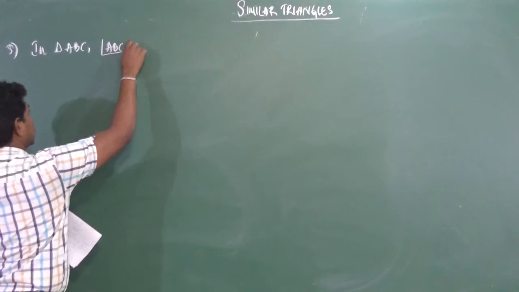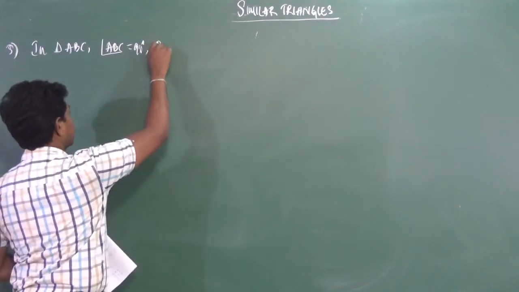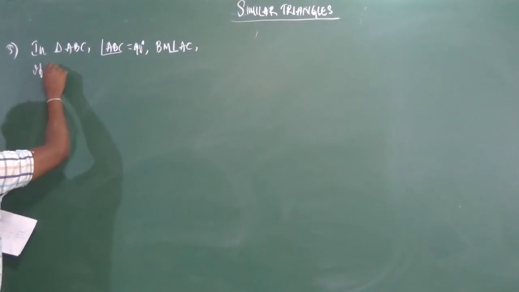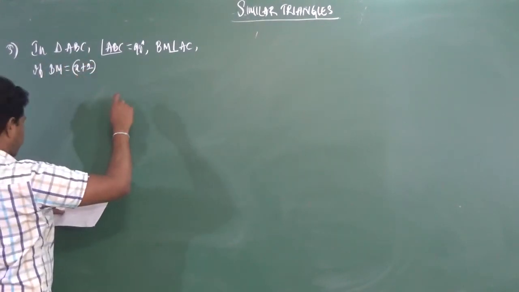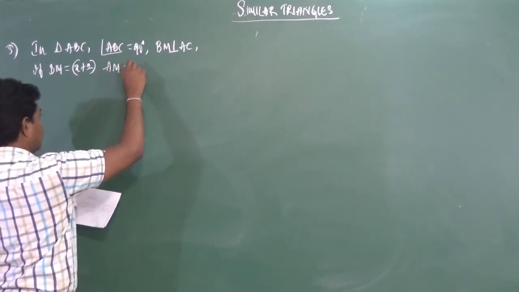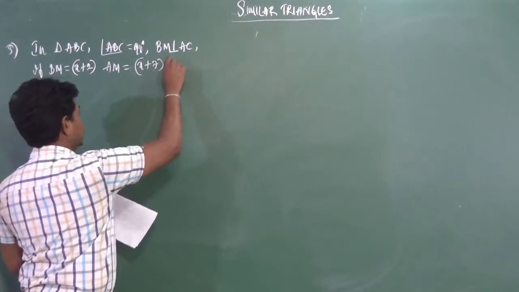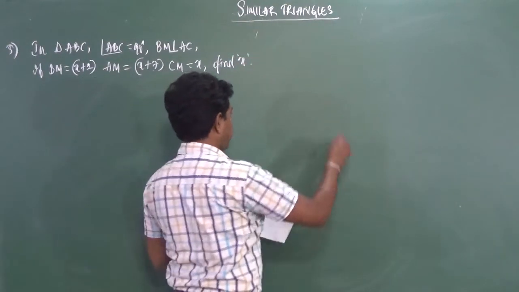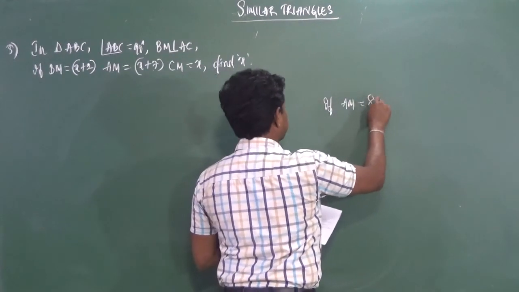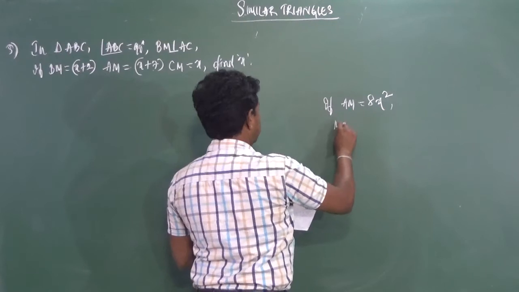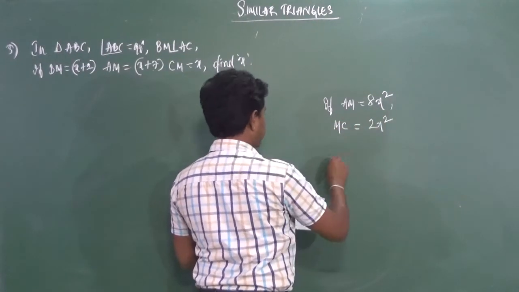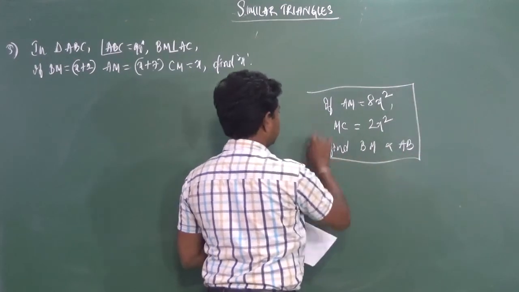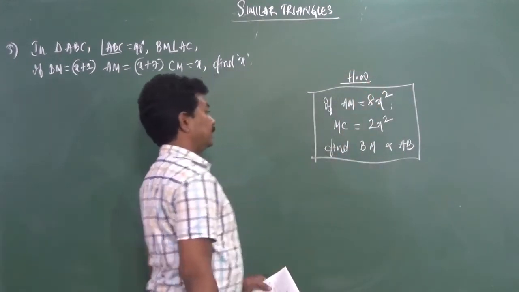Angle ABC is equal to 90 degrees. BM perpendicular to AC. If BM is equal to x plus 2, AM is equal to x plus 7, CM is equal to x, find x. If AM is equal to 8x square, MC is equal to 2x square, find BM and AB. So this will be a homework problem for you on the same lines, right?